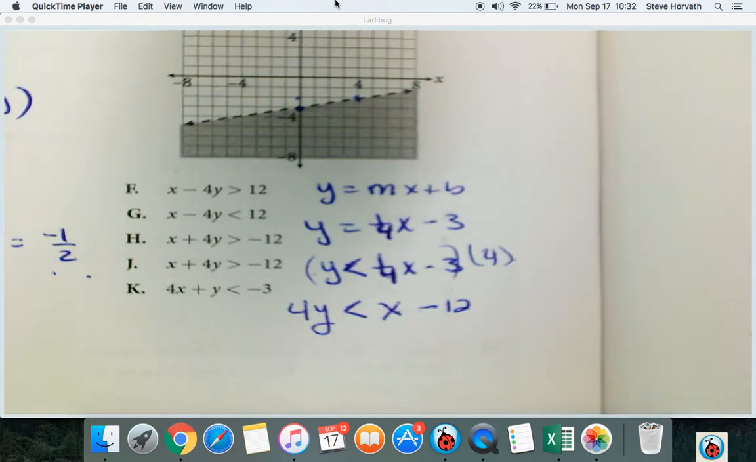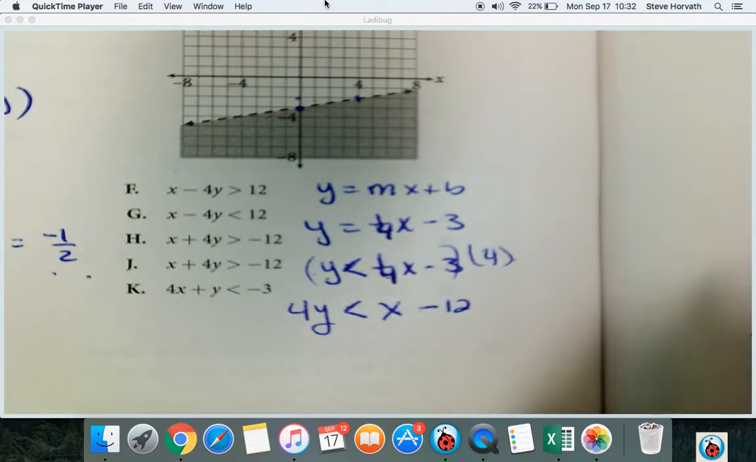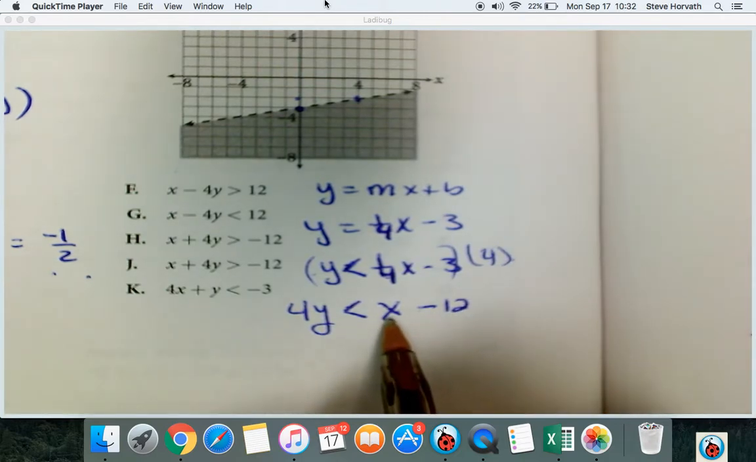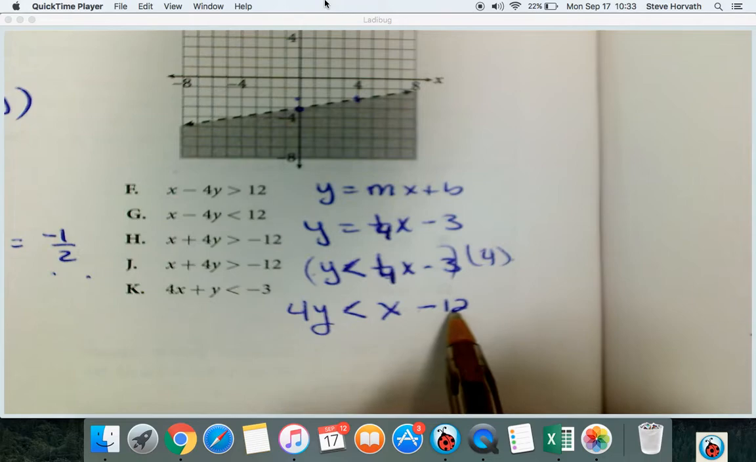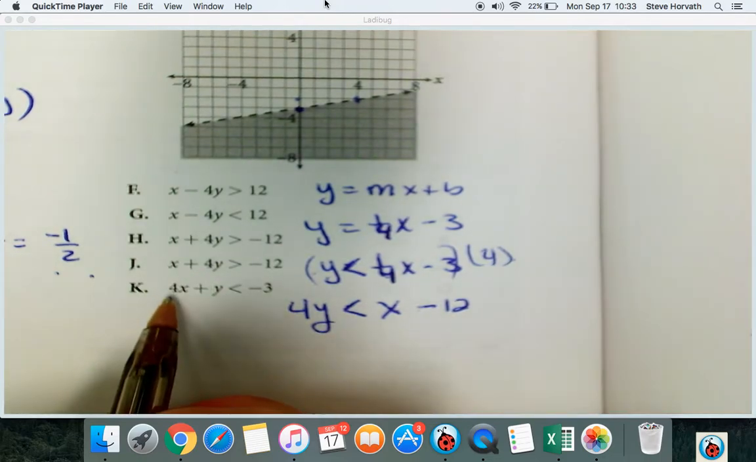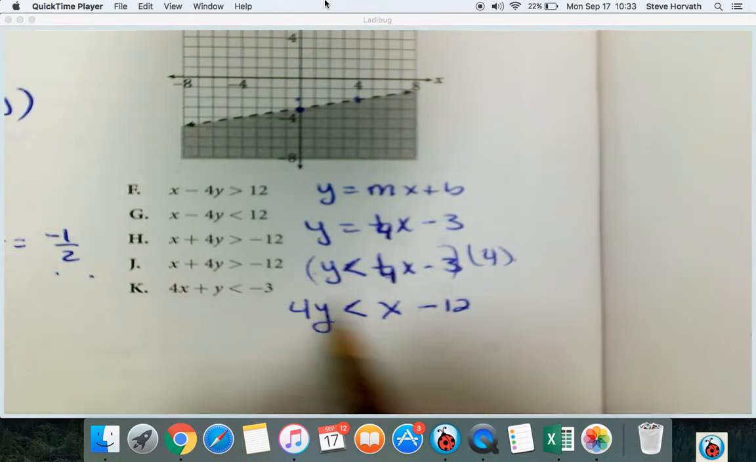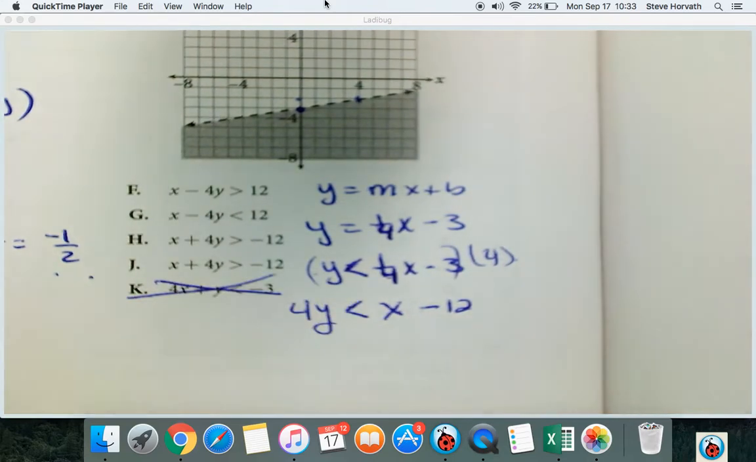Okay, still doesn't look exactly like the answers. However, we see that we have a 1x at this point, and a 4y, and a 12. This answer choice has a 4x, a 1y, and a negative 3. So we could eliminate that answer at this point.